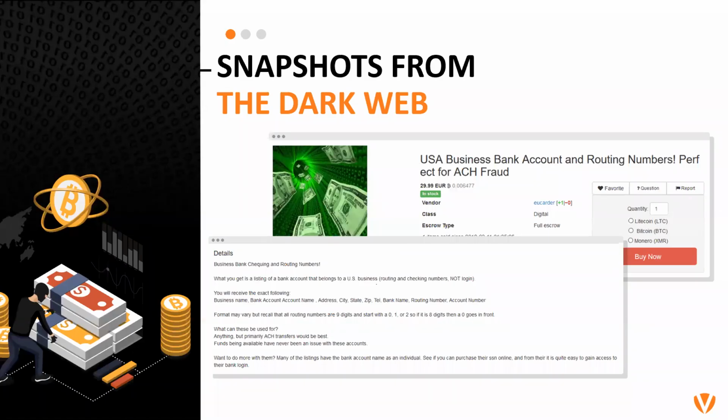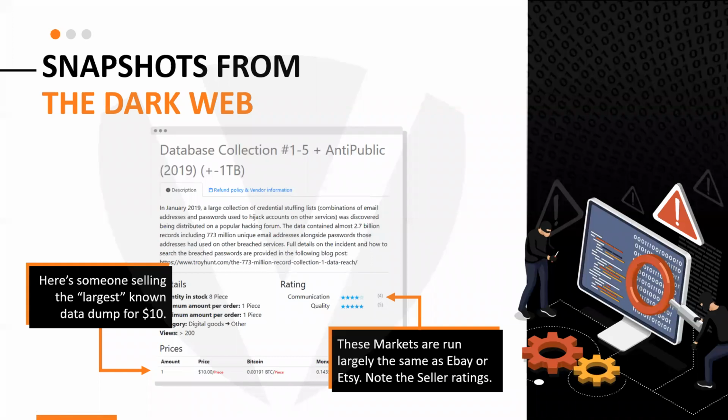Or how about this offering of business bank account and routing numbers that are perfect for ACH fraud? It's even instructing buyers to search for the individual social security number online so that they can get their bank logins and hack into their online bank accounts. And check out this one. This is an advertisement for the largest known data dump for just $10.